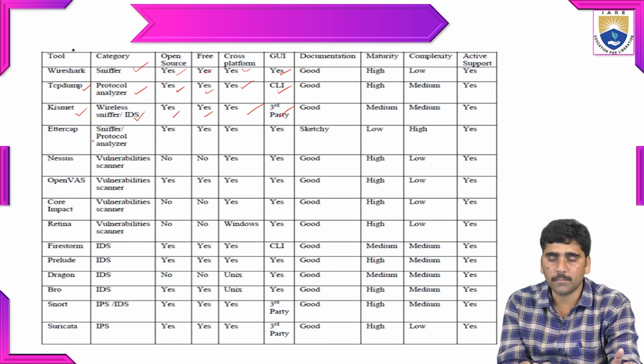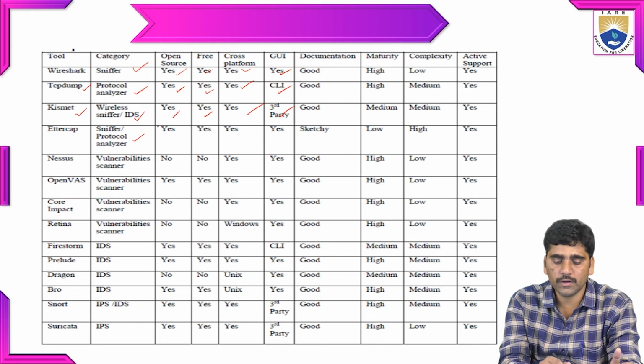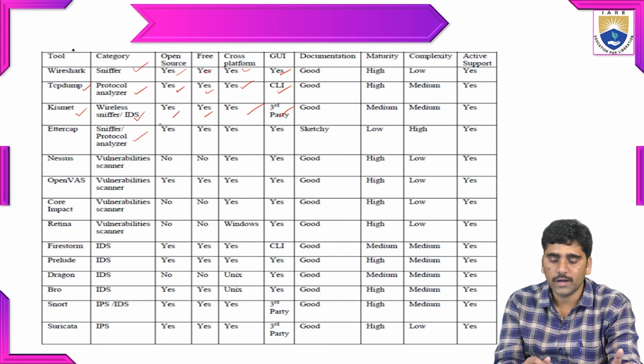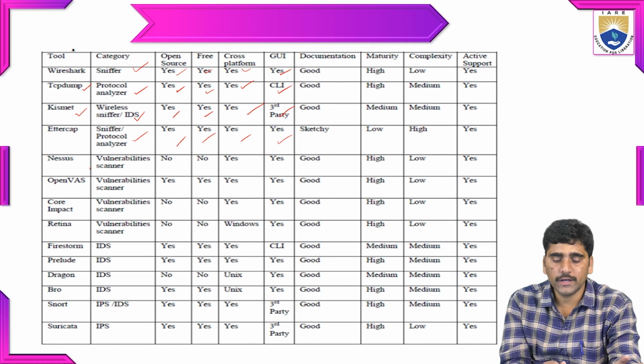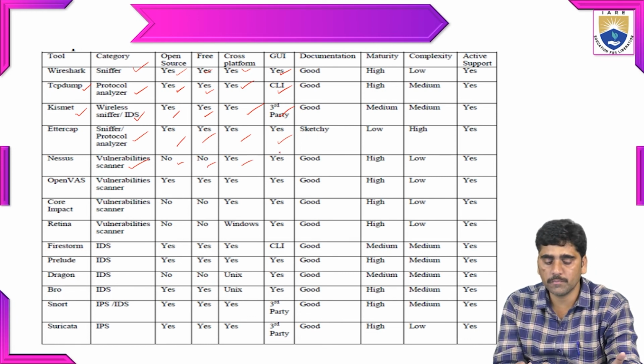And Ettercap. This is also a sniffer or protocol analyzer tool, and it is open source, free of cost, cross platform, and it operates in GUI mode. And next, Nessus is a vulnerability scanner type, and it is not open source, not free of cost, and it is cross platform, and it operates in GUI mode.